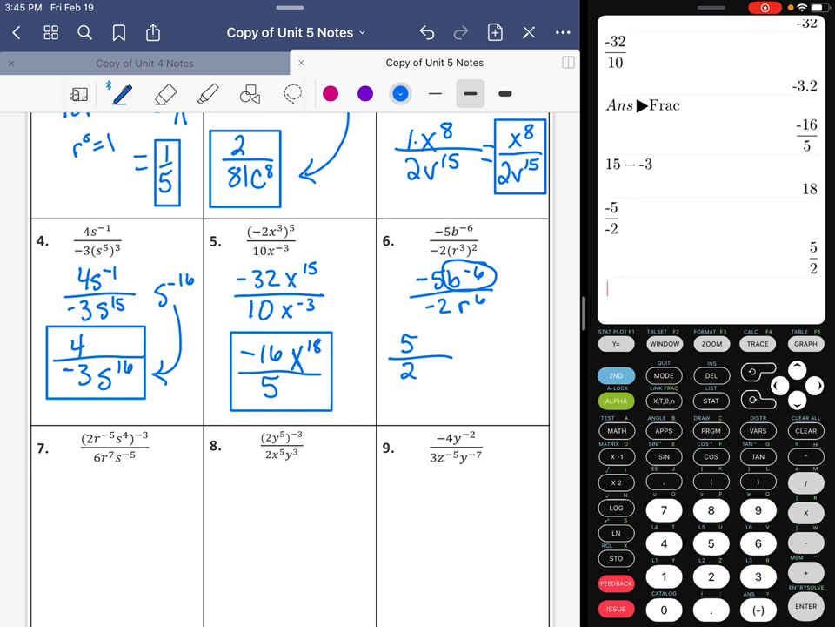But b to the negative 6, oh, that's not going to work. I've got to move that to the denominator so it can be positive. R to the 6th is already positive, that means it's in the right place. So I'm going to leave it there. I'm not going to move it because I want it to stay positive. If I move it back upstairs, it's going to be negative, so I don't want that.